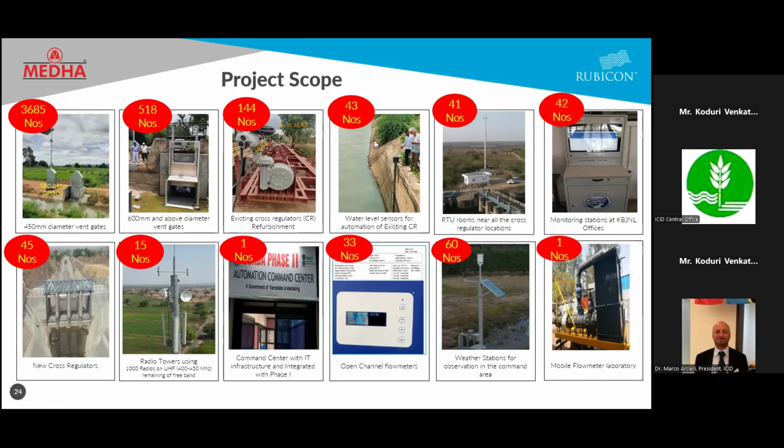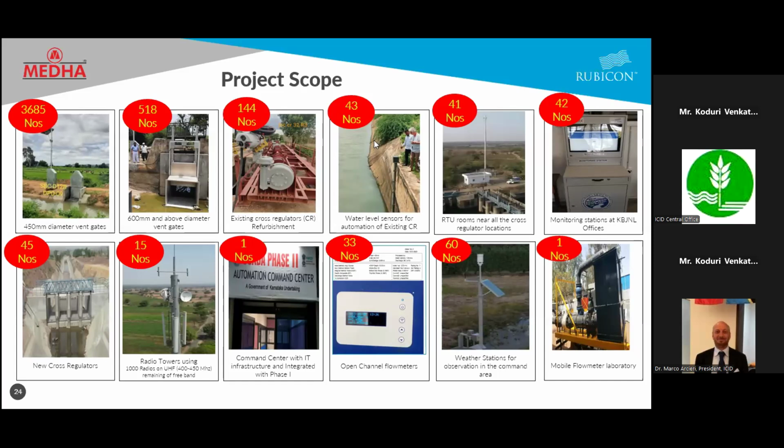There were 41 locations. Along with that, for monitoring purposes, 42 monitoring stations were provided. New cross regulators were also in the scope, where the existing canal had to be completely excavated and new cross regulators introduced where submergence becomes a problem. The contiguous pools were the intention.